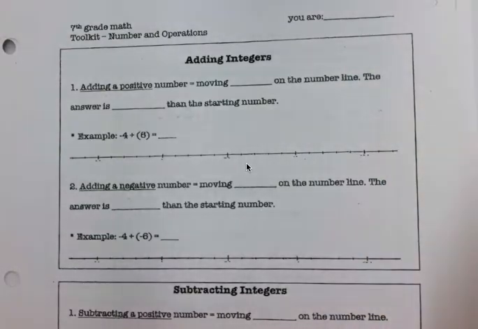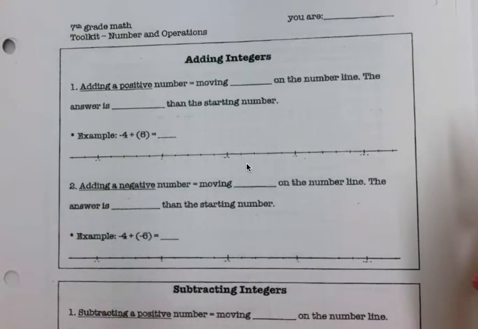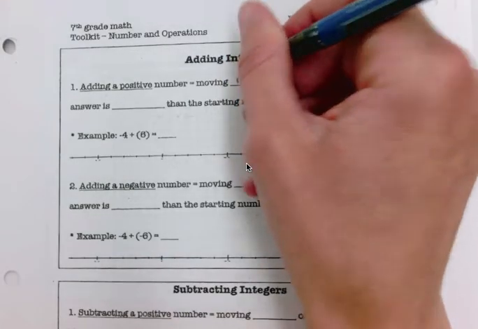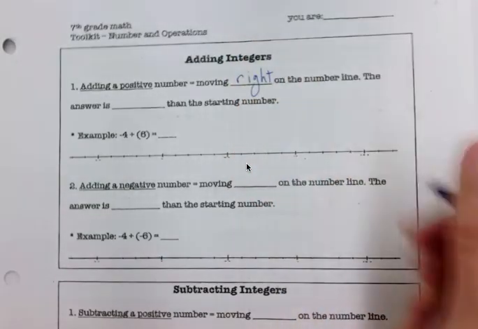So this is a guide to your toolkit for integer operations. This video will just be adding and subtracting integers, and I'll do a follow-up video for the backside. So adding a positive number equals moving right on the number line.